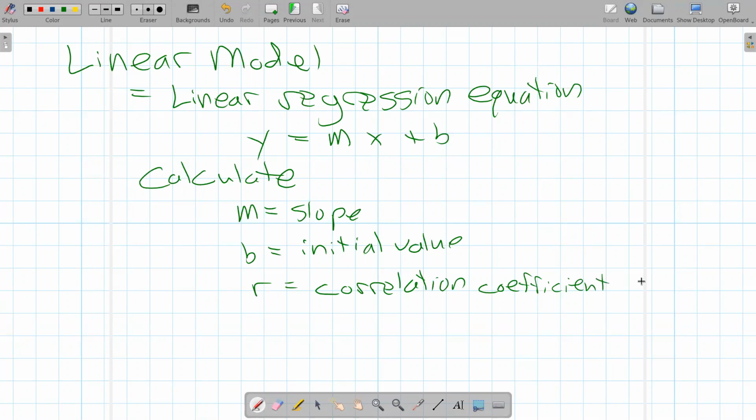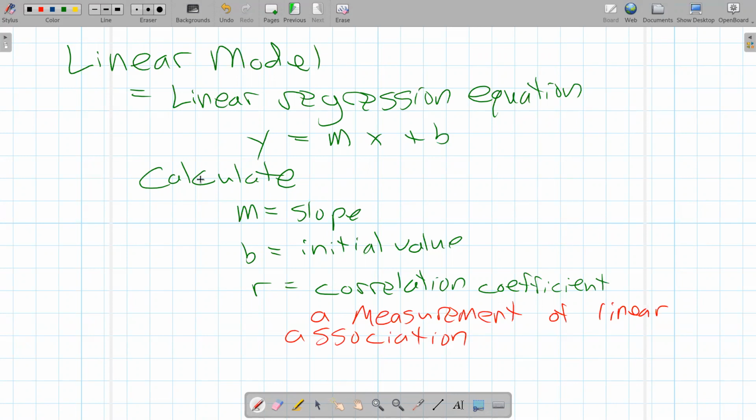And what the correlation coefficient does is it measures the association. So it's a measurement of linear association. Where did the R come from? We're going to get that either from StatKey or a spreadsheet.